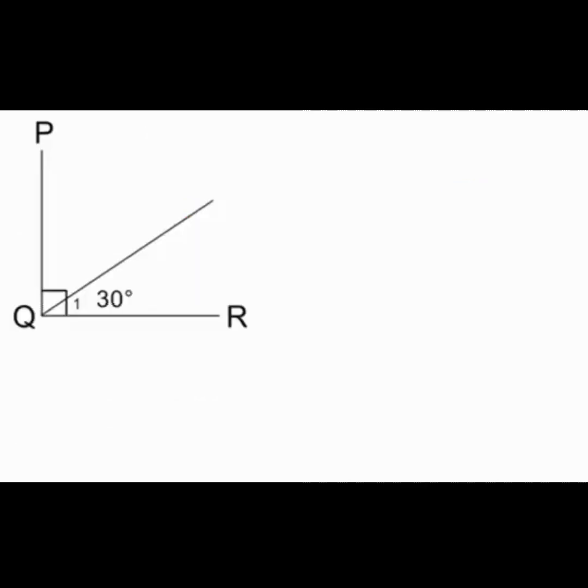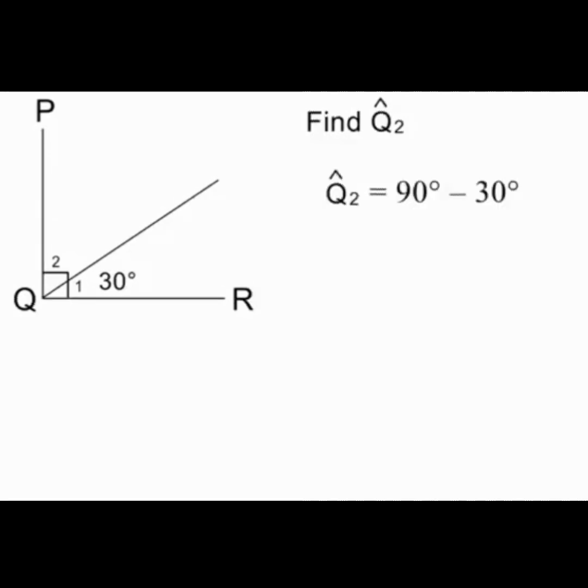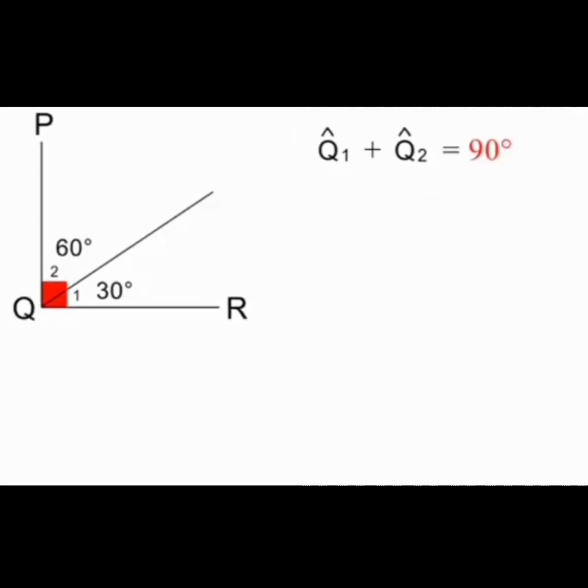Here we again have a right angle. If I now add a line to the sketch, and I tell you that angle Q1 is 30 degrees, what will the size of angle Q2 be? It will be 90 degrees minus 30 degrees. Why? Because we are told that the whole angle at Q is 90 degrees. Angle Q2 is therefore equal to 60 degrees.